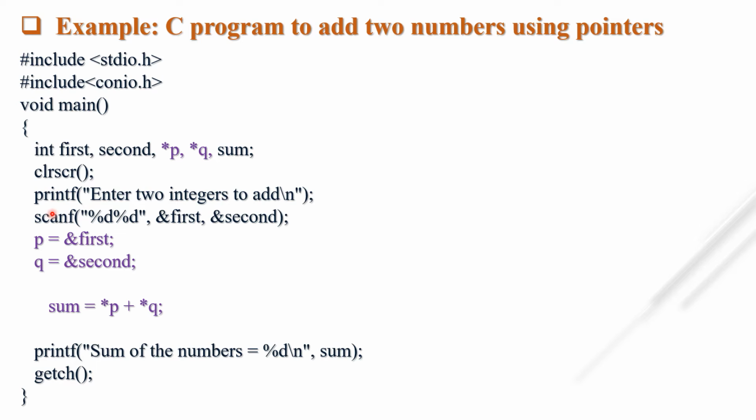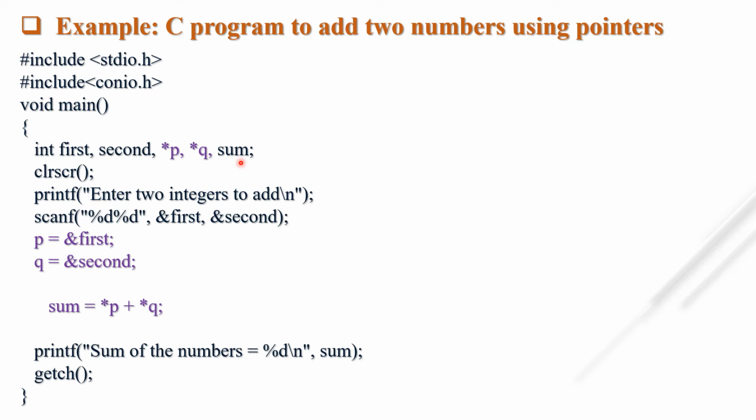So this is a most important program using pointers which can be asked in your GTU examination. So let's see this example. So see, this is a program to add two numbers using pointers. So I use two pointers, that is P and Q. To store number 1, I will use the first variable. To store number 2, I am going to use the second variable. And the sum of the two variables will be stored in sum.